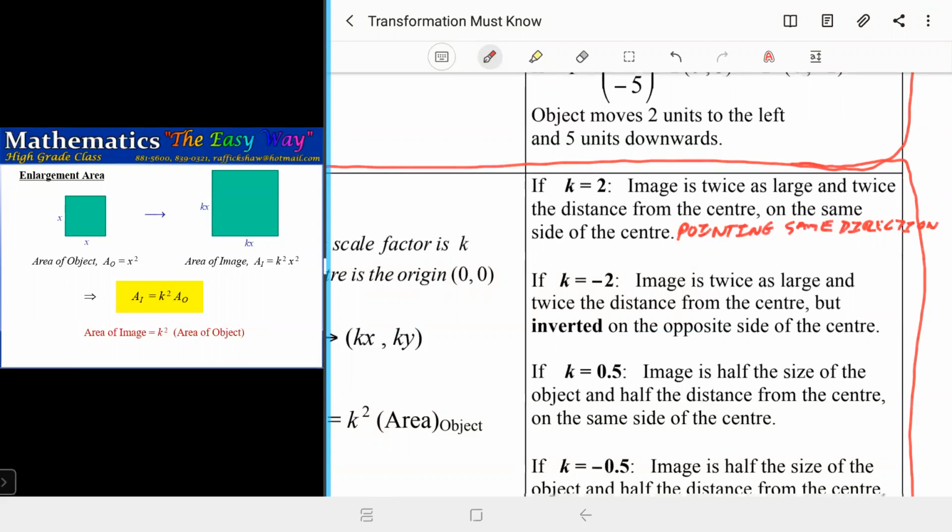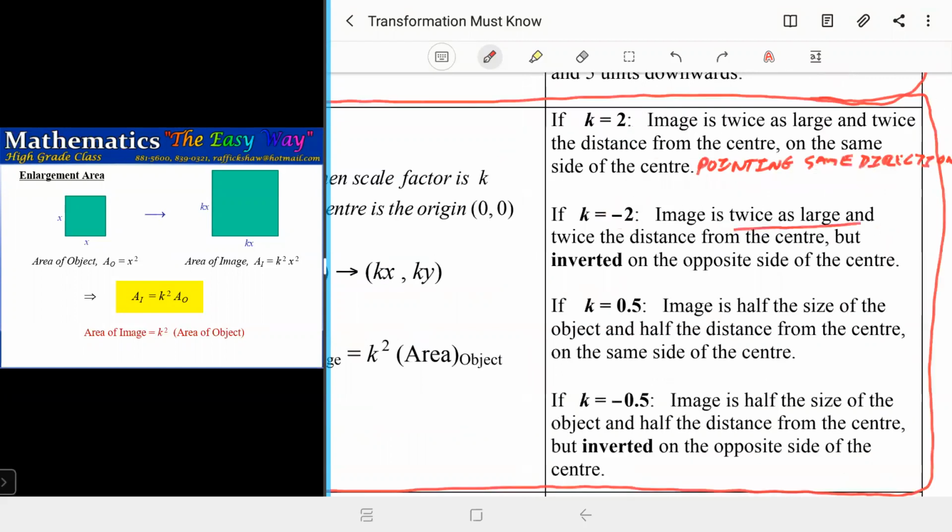Scale factor is -2 now. The image is still twice as large, twice the distance from the center, but it is now inverted, on the opposite side of the center. I'm going to add to this now: pointing in the opposite direction. Also pointing in the opposite direction. So you're going to add that to your slide for me.